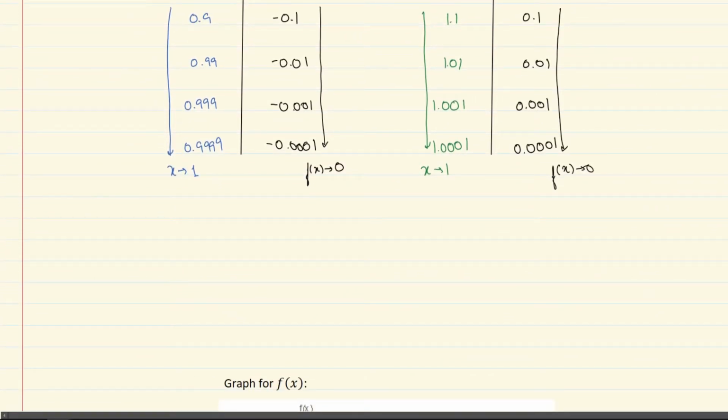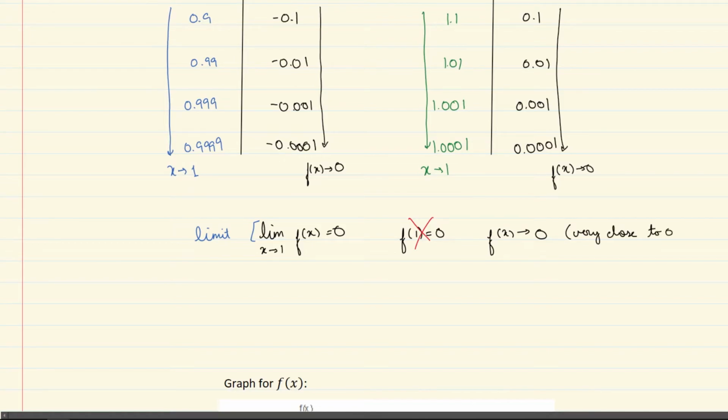We write this as the limit as x approaches 1 of f of x is equal to 0. This LIM is just short for limit. Now keep in mind that this does not mean that f of 1 is equal to 0. It just means that f of x gets very close to 0 as x gets very close to 1.